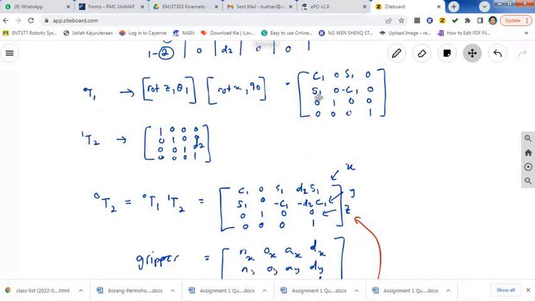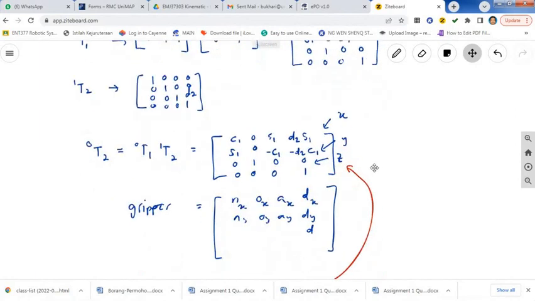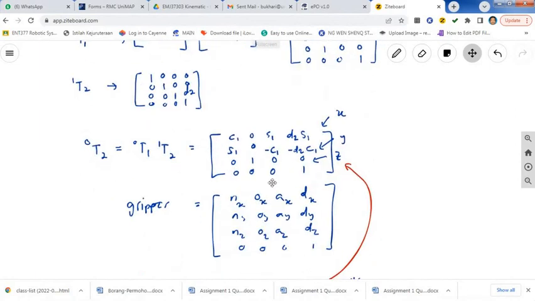Then you need to multiply. To multiply, you must arrange the matrices from left to right. So this matrix on the left and this matrix on the right, and then you can multiply. After you multiply, you get this DH matrix, a single matrix. So 0 to 2 means matrix 0 to 1 multiplied by 1 to 2. So you get this matrix.